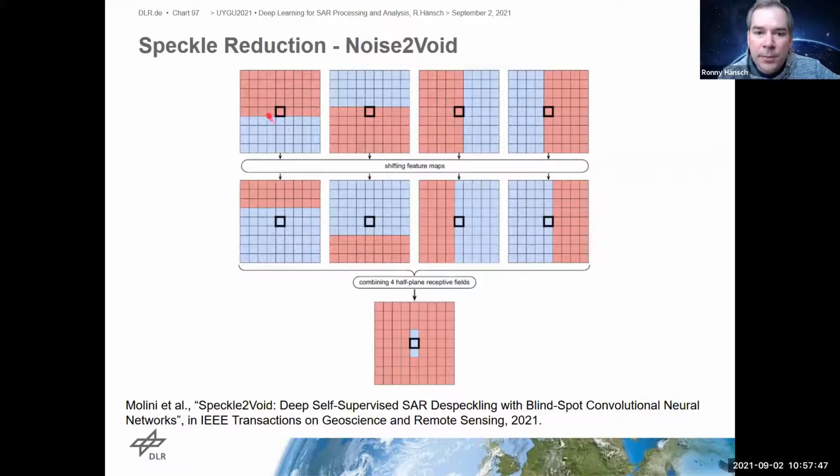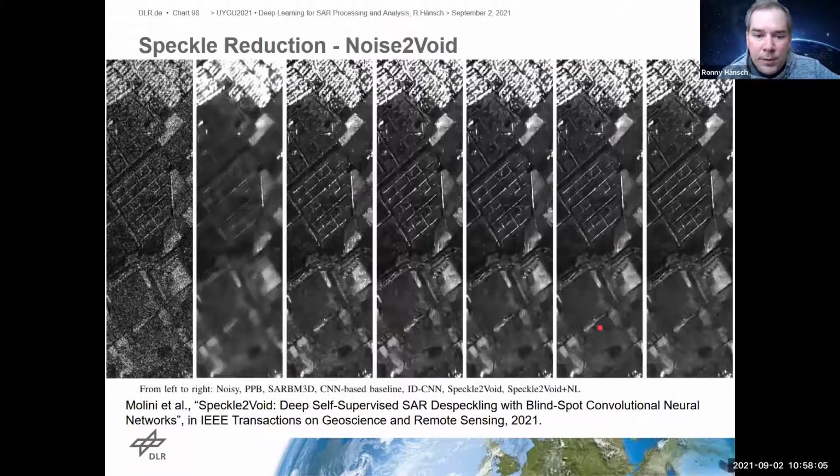So those are the four streams, right? So this would be the rotated versions. Here you see the receptive fields. So you rotate a little bit, you shift them a little bit, and then you combine. And this gives you this blind spot network, where the network is focusing on this interior part, right, but not on the external part. And here you see some results.